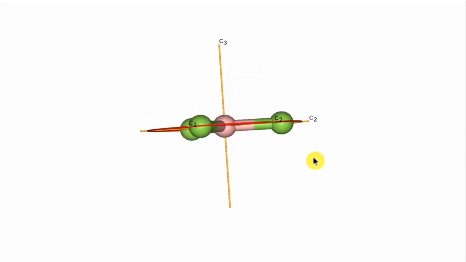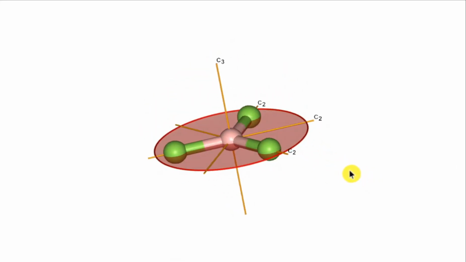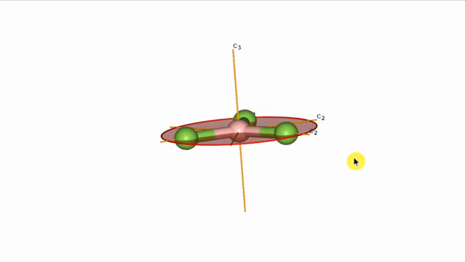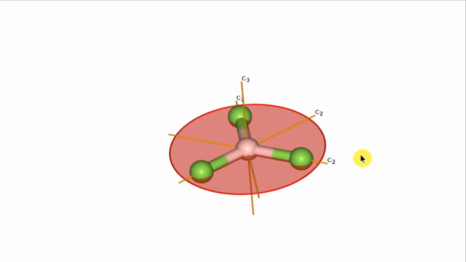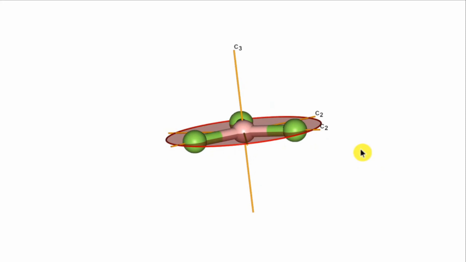So here we have seen that there is an axis, the C3 axis, which is the highest order axis, and this highest order axis is the principal axis for this particular molecule, boron trifluoride. So if we have more than one rotation axis present, the principal axis in that case is the highest order rotation axis.